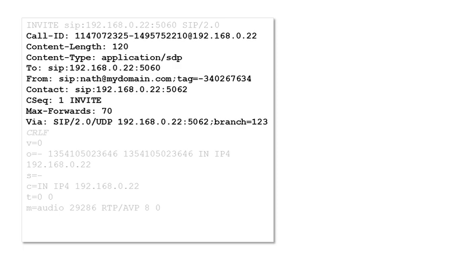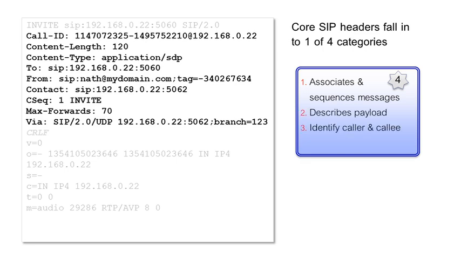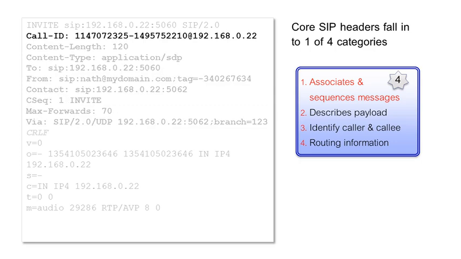Now there are lots of them to learn about, so it helps to remember that most core headers fall into one of four categories. They either associate different messages in a call and ensure they're correctly sequenced, describe the payload, identify the caller and the callee, or they contain routing information. We'll look now at the first category, specifically at the Call ID header.